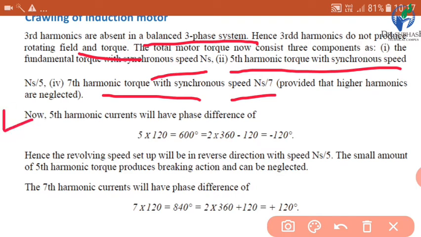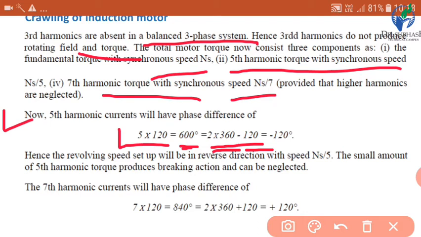Now, fifth harmonic currents will have a phase difference of 5 into 120. We know that in a balanced three-phase system, there is a phase difference of 120 degrees between any two phases. But in the fifth harmonic it will be 5 into 120, so it is 600 degrees, and we can divide this 600 degrees into 360 degrees. It means 2 into 360 minus 120 degrees.